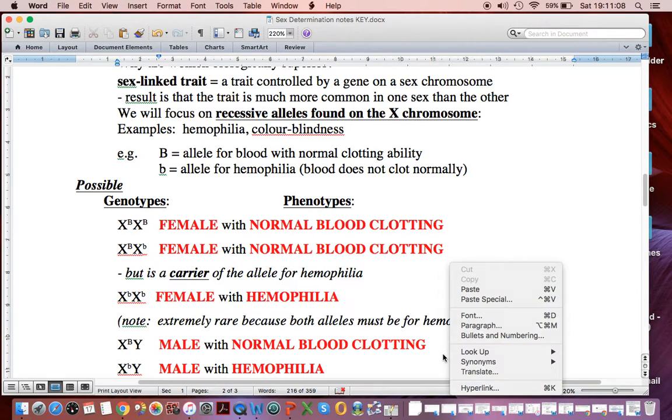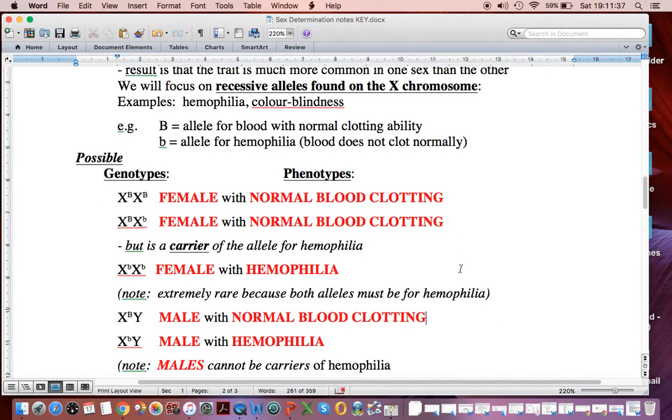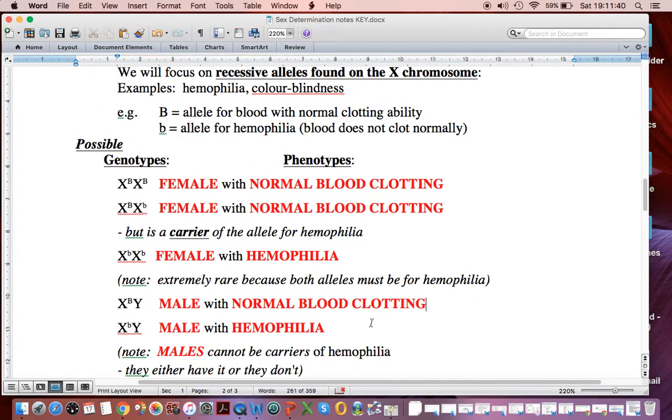Now males, because they only have one X chromosome, they're either going to have it or they're not. And so in the first case, X capital B Y is normal blood clotting, and X little b Y means they have hemophilia. And if we compare male and female, well, if the male has the gene, one gene, they have the problem. But if a female has just one gene, they still have normal blood clotting. So that is an advantage for females. So males cannot be a carrier of hemophilia. They either have it or they don't.